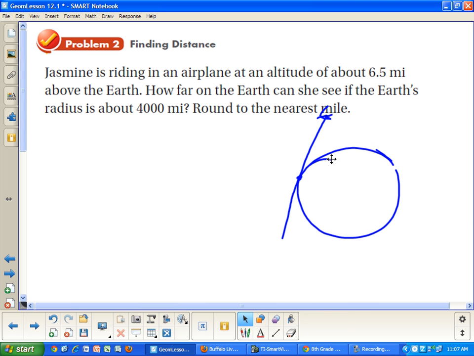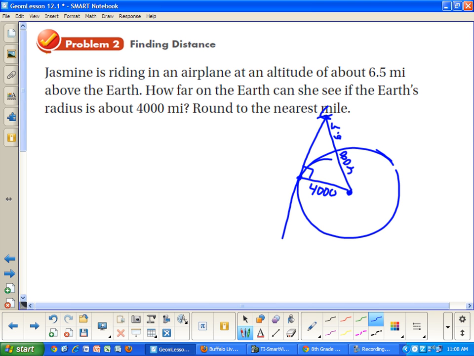All right, and we also know that from the center of the Earth to this point here would be 4,000 miles. That's the radius. And we know that this is a right angle because it's a point of tangency. And so we have a right triangle. We know that this part here is 4,000. And this is a little bit out of scale, but we now know that this is 6.5 because that's how high above the Earth she is, right there.